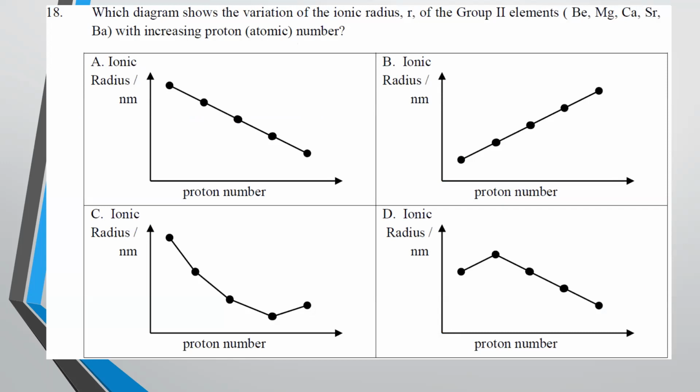So number 18 sounds like this. Which diagram shows the variation of the ionic radius of group 2 elements beryllium, magnesium, calcium, strontium, and barium with increasing proton number? So which of the following represents the variations? So the best variation in here, trying to show the ionic radius and also the proton number, is A, okay, because as ionic radius increases, the number of protons also increases.